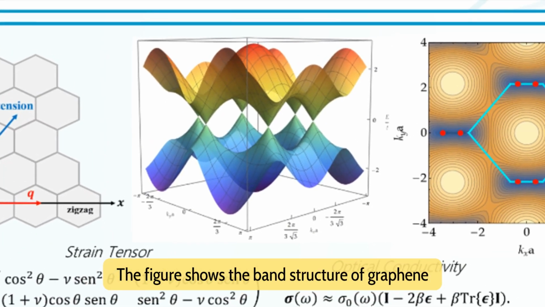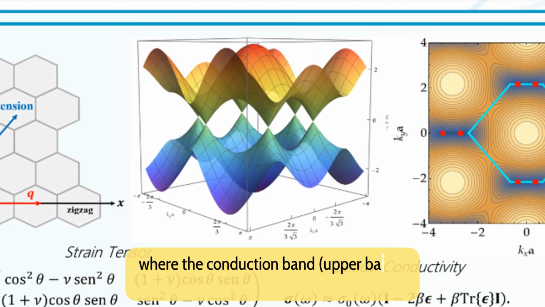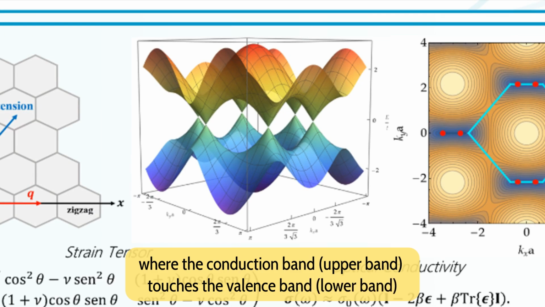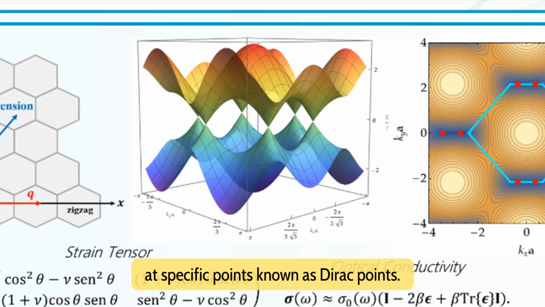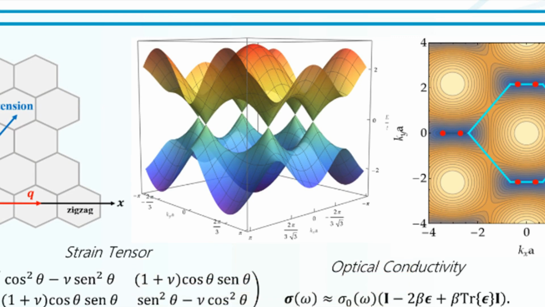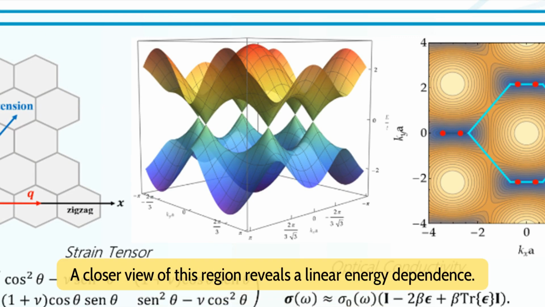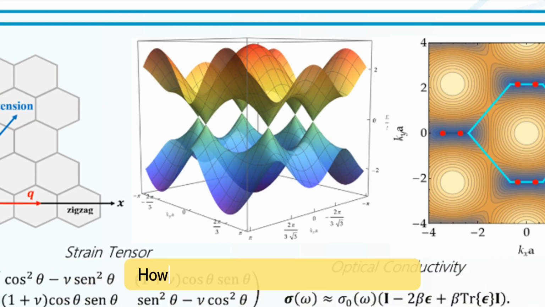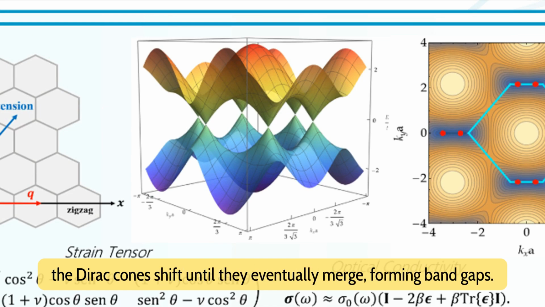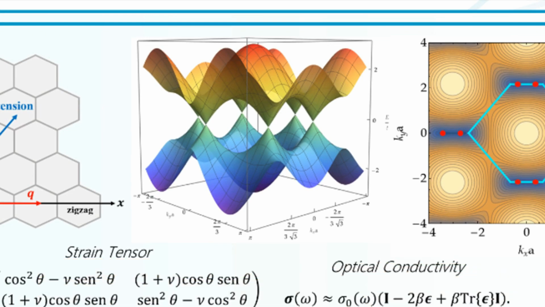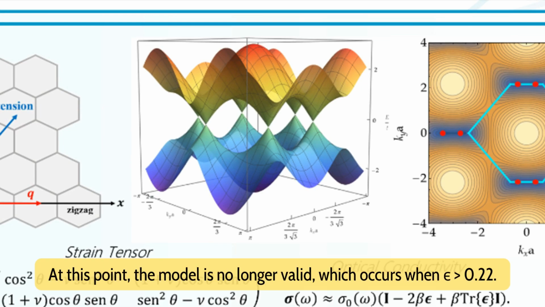The figure shows the band structure of graphene, where the conduction band, upper band, touches the valence band, lower band, at specific points known as Dirac points. A closer view of this region reveals a linear energy dependence. However, as strain increases gradually, the Dirac cones shift until they eventually merge, forming band gaps. At this point, the model is no longer valid, which occurs when epsilon exceeds 0.22.